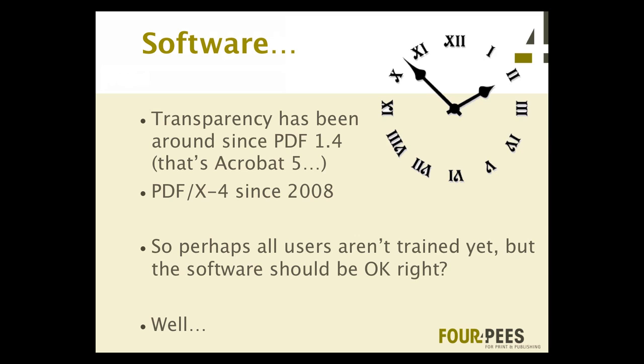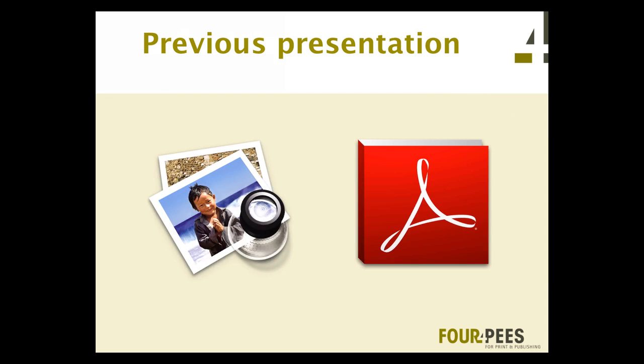So software. Transparency has been, and this is a point that has been made by other people as well, so I'm not being original here, but this stuff has been around for a long time. We're talking originally PDF 1.4, which is Acrobat 5, which is 2001, give or take. I would have thought 99, but yeah, you probably know better. So PDF X4 has been around for a bit now as well, as a published standard, and even before for anyone who cared. So maybe the users aren't okay, but the software should be okay.